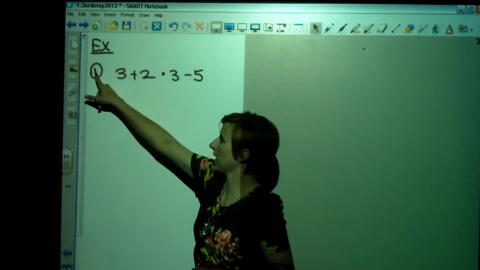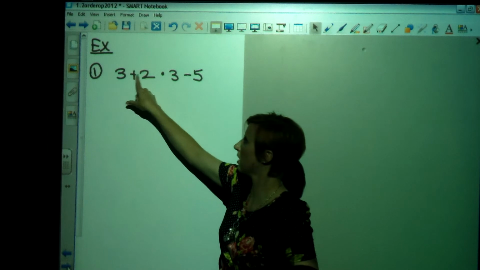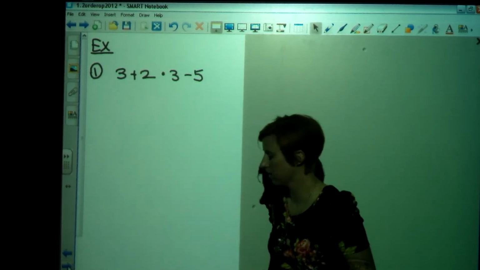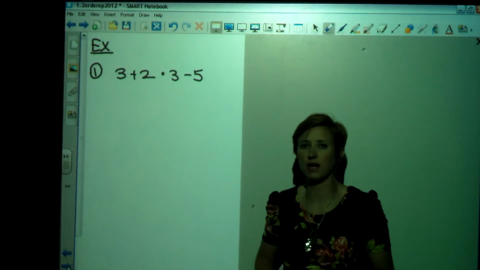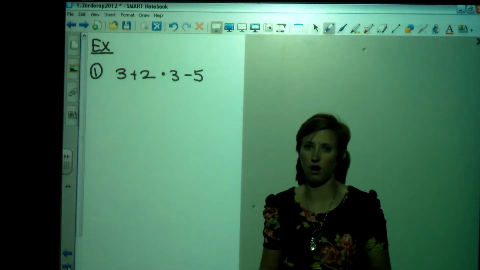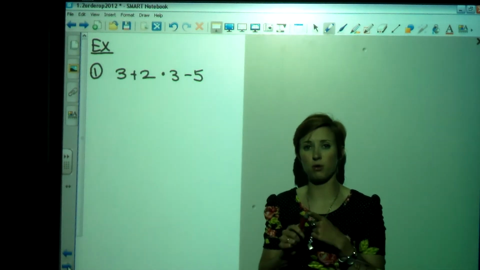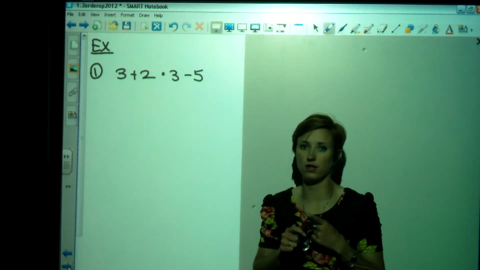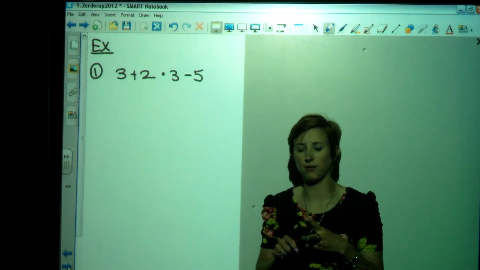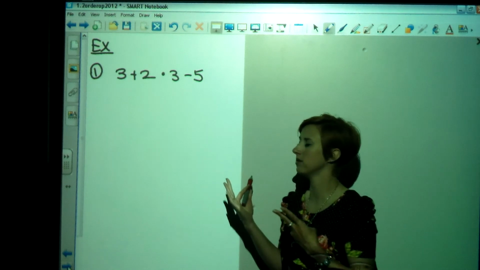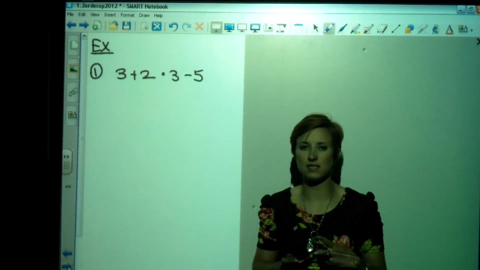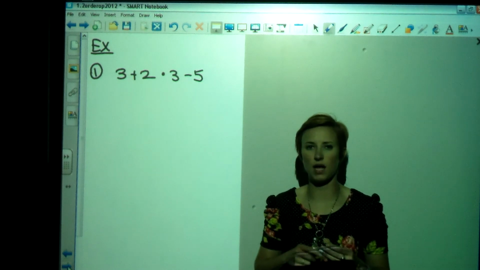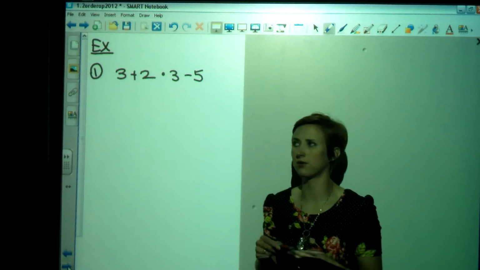So example number 1 is 3 plus 2 times 3 minus 5. So using the order of operations, we have to first check all of our steps. Do I have any parentheses or any grouping symbols? No. So I can skip step 1. Step 2 is exponents. Do I have any exponents? No. So we skip that step and we move on to step 3, which is to multiply or divide in order from left to right.